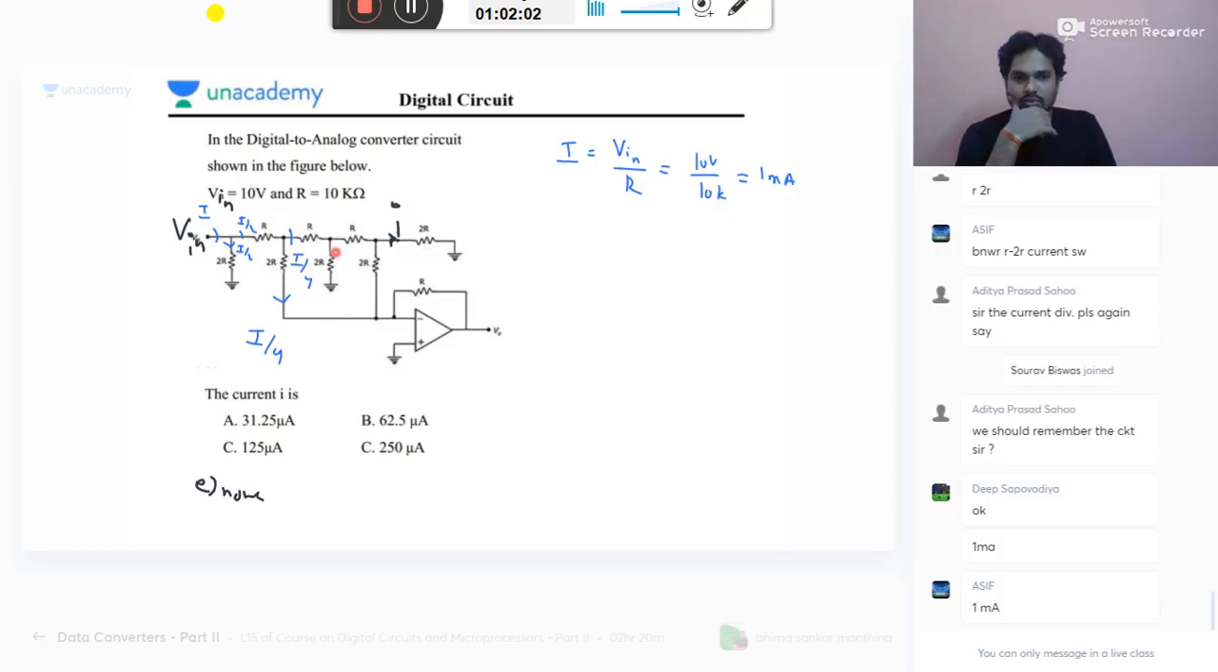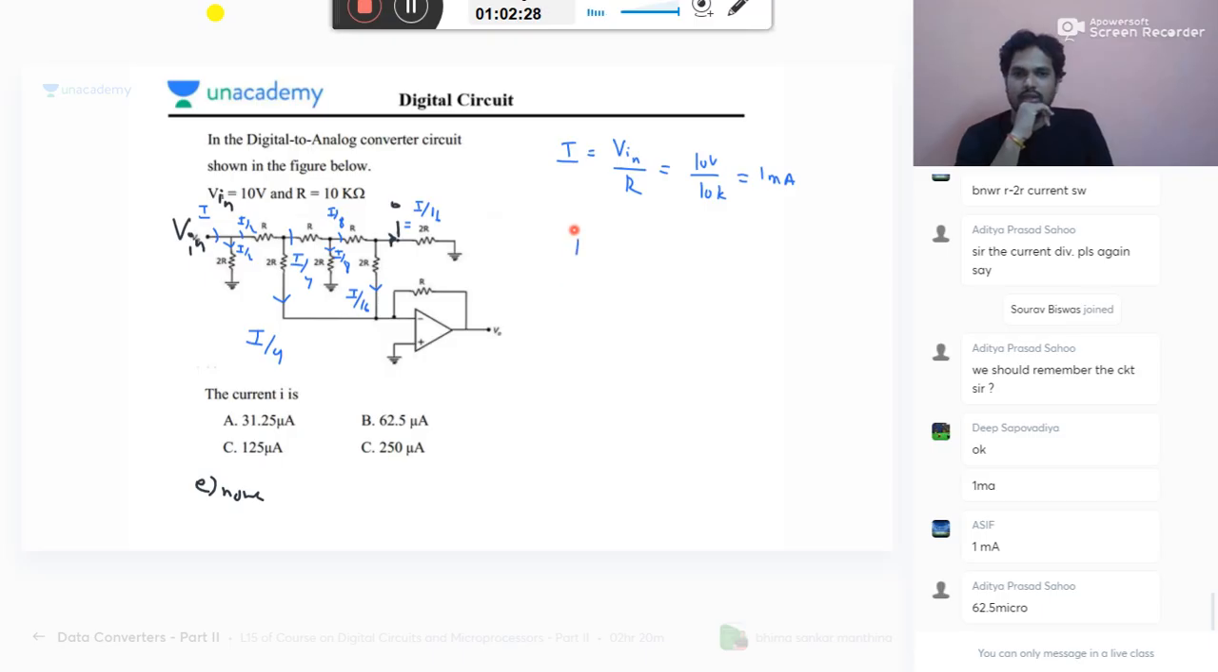Again, what is this current? I by 4 comes here. It divides into two parts, I by 8, I by 8. This I by 8 divides into two parts. What are they? I by 16, and this will be equal to I by 16. The last branch will be I by 16. Now listen here. What is your small i? It is capital I, that is 10 power minus 3 by 16, which will give you 62.5 microampere. Single step you will get the answer.